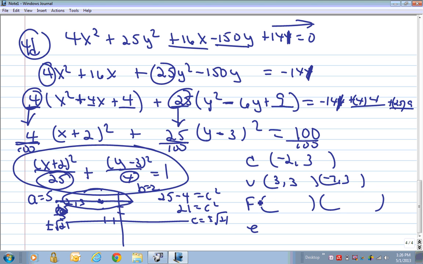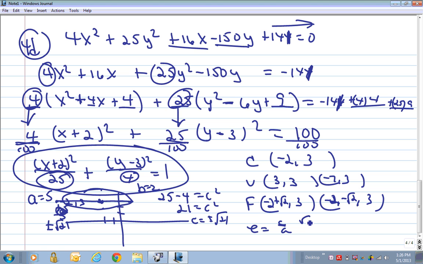So your foci are going to change the same way your vertices always change. Negative 2 is our original, so we're going to have negative 2 plus the square root of 21, 3, and negative 2 minus the square root of 21, 3. So that is your foci.